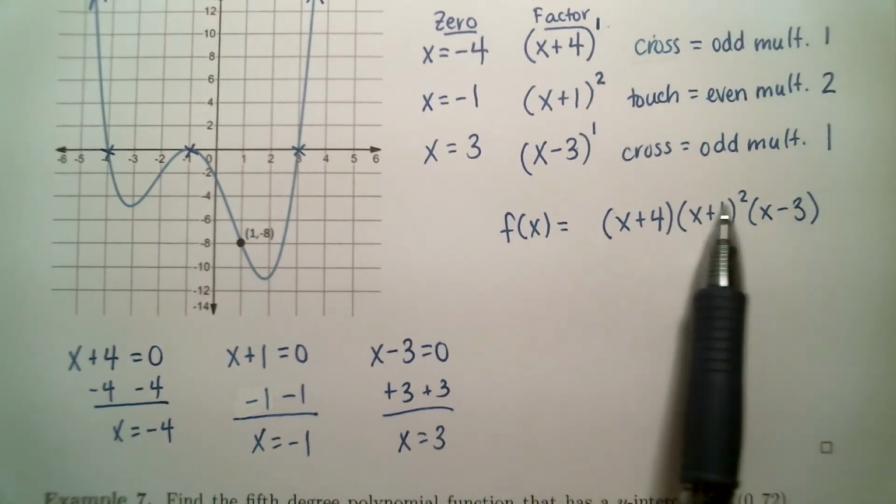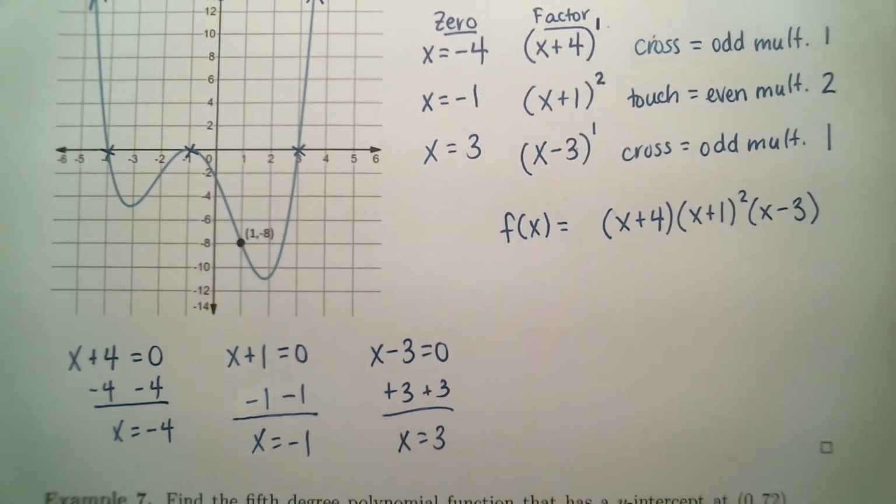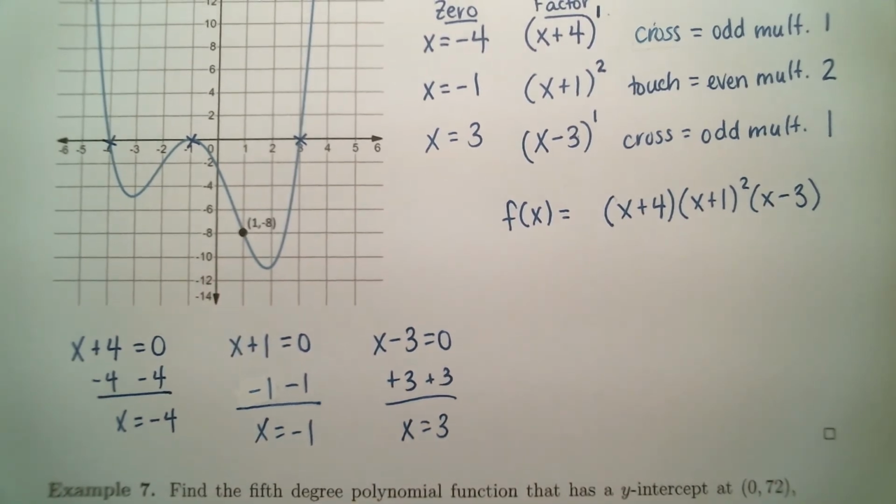So this initial setup is correct, okay? But what we're going to do now is continue with our work. We're not done, okay? We have to force the graph through this point.